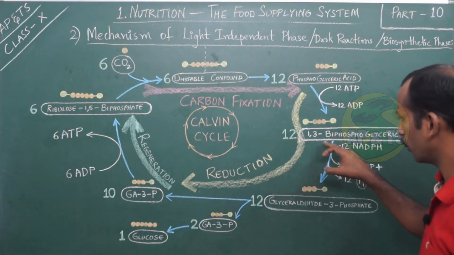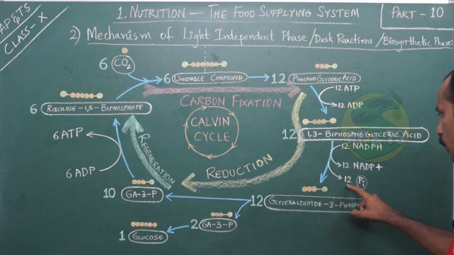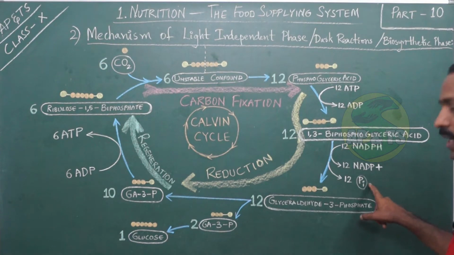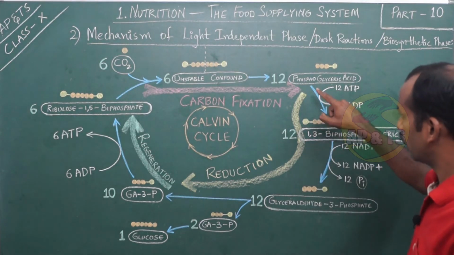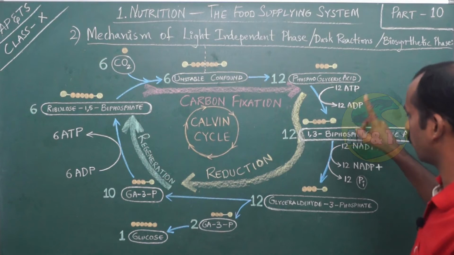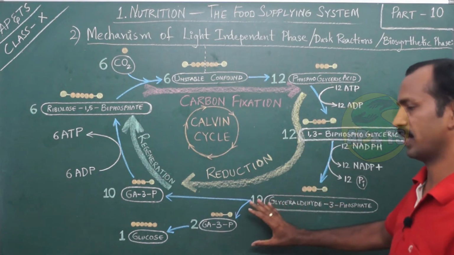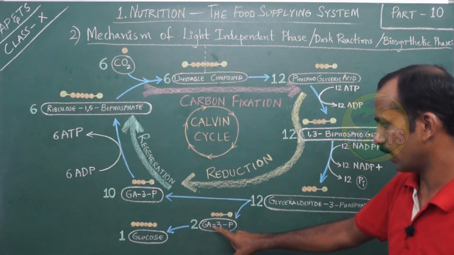So here these are 12 molecules, these are 12 molecules. That means 12 phosphates have been removed. That is the 12 phosphates which are removed. Inorganic phosphate we call this. Now just let us see here. From phosphoglyceric acid to 1,3-biphosphoglyceric acid, from there to glyceraldehyde 3-phosphate. Don't confuse, children. Ga3P means glyceraldehyde 3-phosphate.